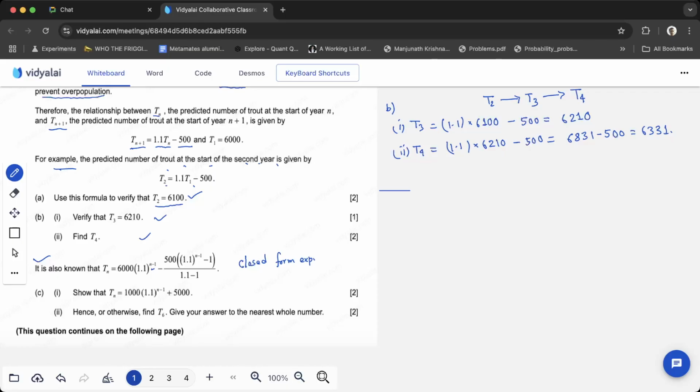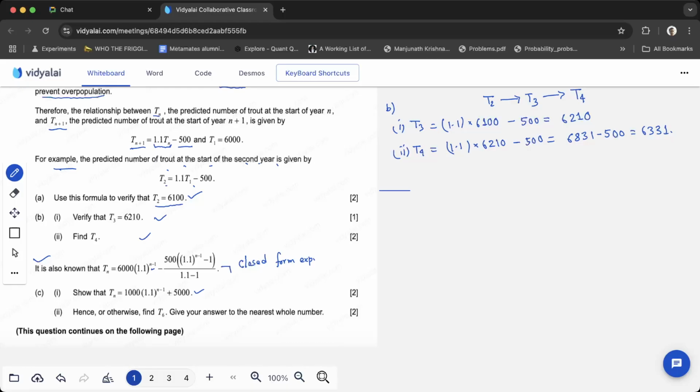Here, you don't need to know the previous year's population. In the recurrence relation, you had to know the previous year's population in order to find the next year's population. In this case, you don't have to know. This is a closed form expression. So the first part is to show that Tn equals this expression.